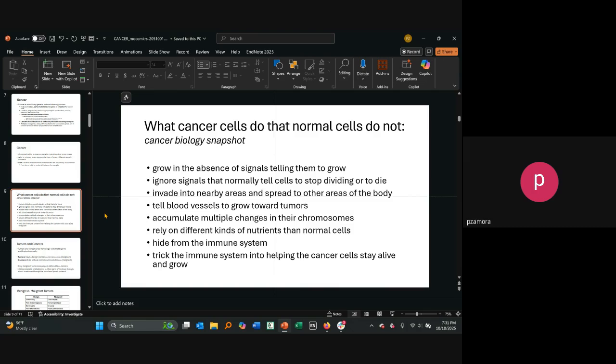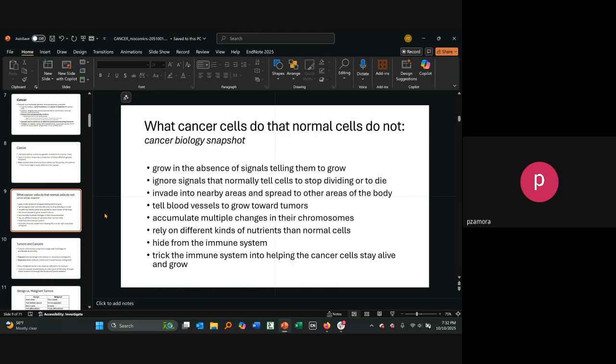So what's the difference between cancer cells and normal cells? What do they do and not do? What do cancer cells do? Well, they grow in the absence of signals telling them to grow. They grow independently of outside control. They ignore signals that normally tell cells to stop dividing or to die. They invade nearby tissues and spread to other areas of the body. That's metastases.